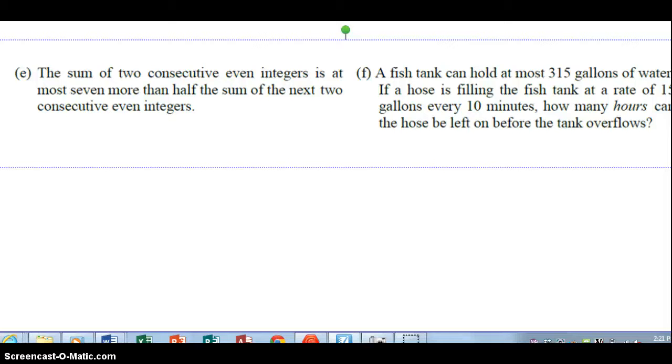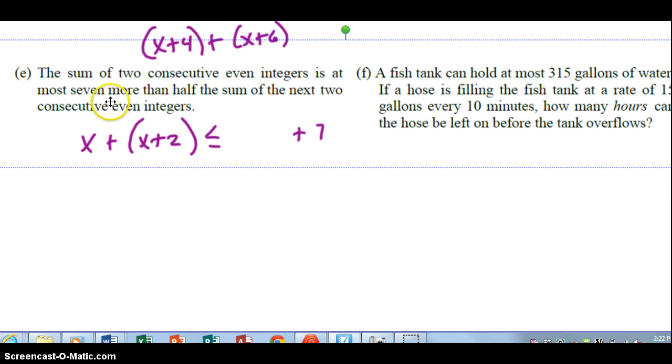The sum of two consecutive even integers. Well, we know two consecutive even integers is going to be x plus 2 is at most, that means less than or equal to 7 more, well, isn't that just plus 7? Then half the sum of the next two consecutive even integers. Well, you know what? They're not going to fool me because the next two consecutive even integers will be x plus 4 plus x plus 6 is 7 more than half the sum.